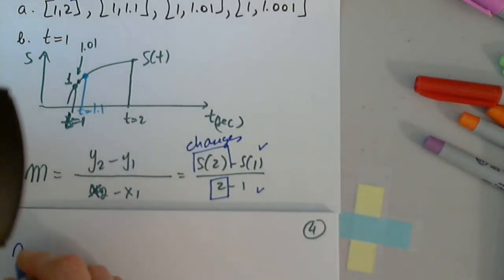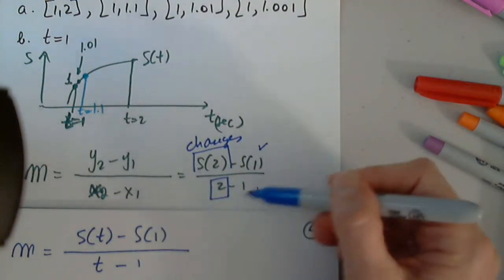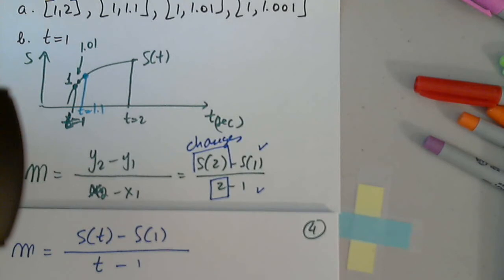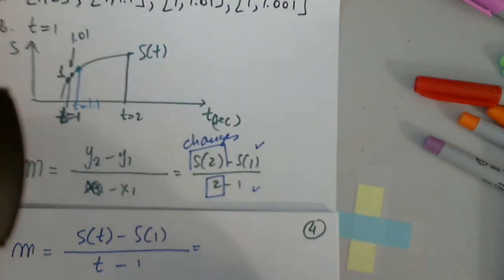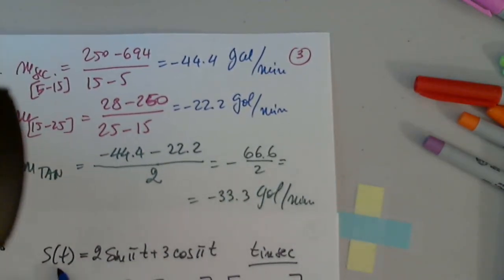So we're going to create a function s of t minus s of 1 over t minus 1. Because s of 1 will not change and 1 will not change. S of t, I simply copy it. It's 2 sine pi t plus 3 cosine pi t minus s of 1. Let's analyze what happens when t is 1. Let's find s of 1.